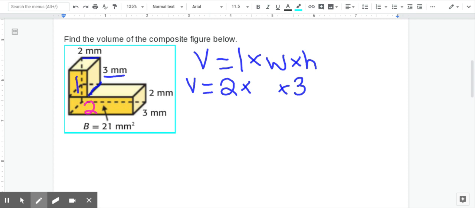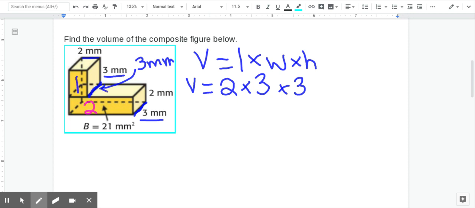So you want to look in other places around your shape. And I see right here is 3 millimeters. Now this is the same as this part of the figure right here. Those two segments are equal to each other. I can tell by looking at my shape. So I know my width is also 3 millimeters. I'm going to label that so I don't forget. I know that's 3 millimeters.